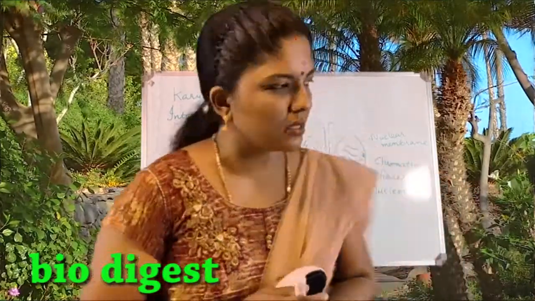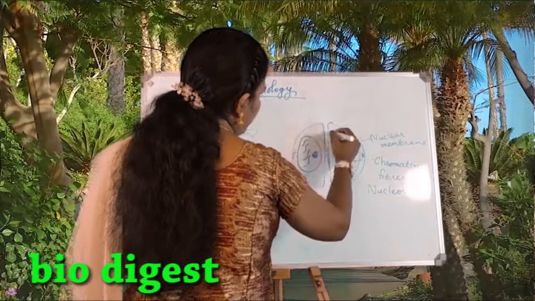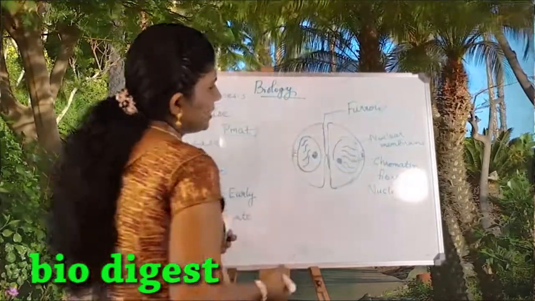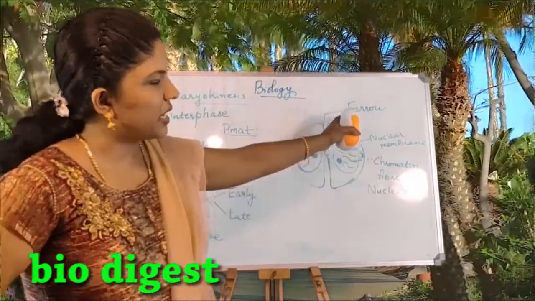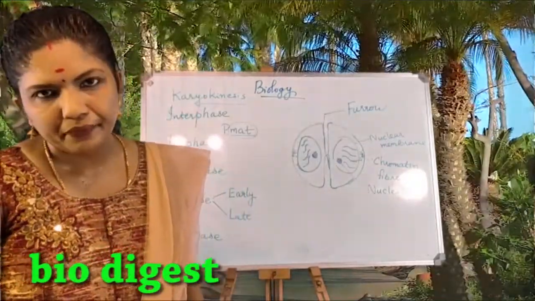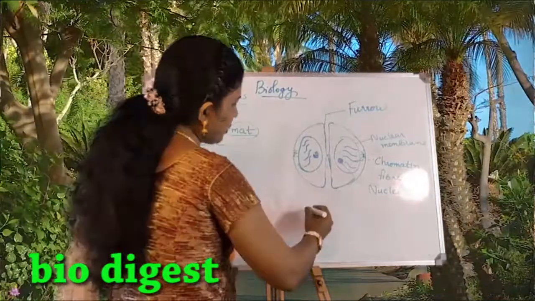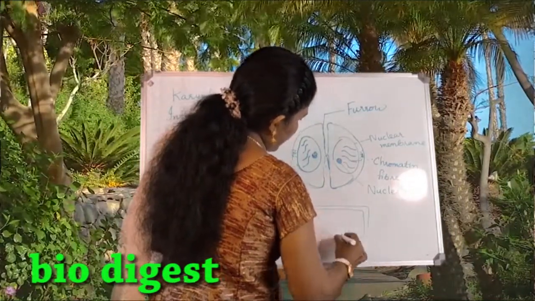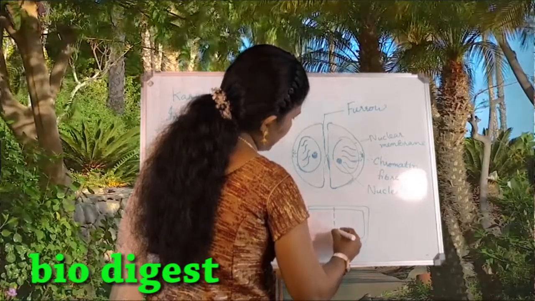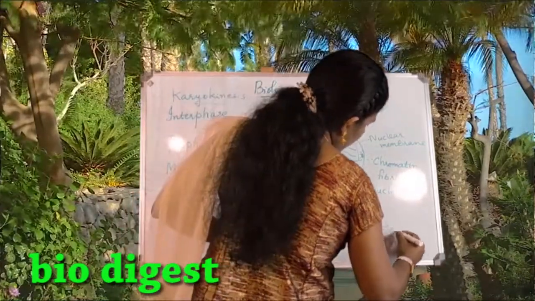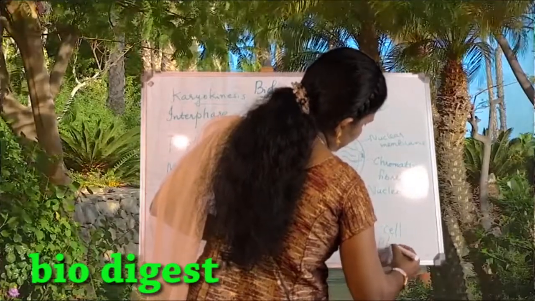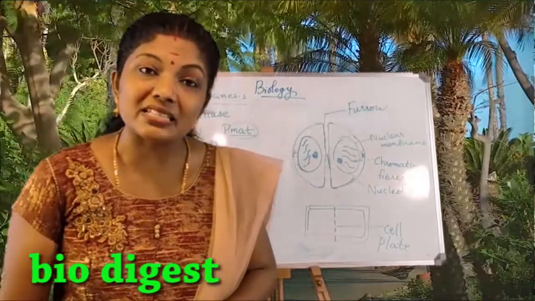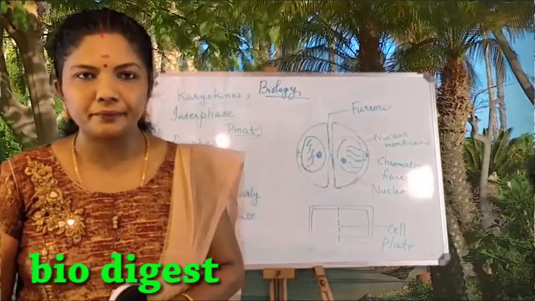Then another is, here I told you, it is by furrow formation. This is known as furrow. In an animal cell, the division of cytoplasm is taking place by furrow formation. In a plant cell, the division of cytoplasm is taking place by cell plate formation. A plate will be formed like this, which is known as cell plate. So the division of cytoplasm is taking place by cell plate formation.